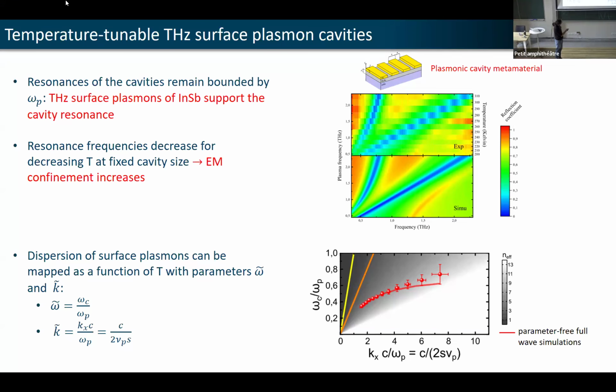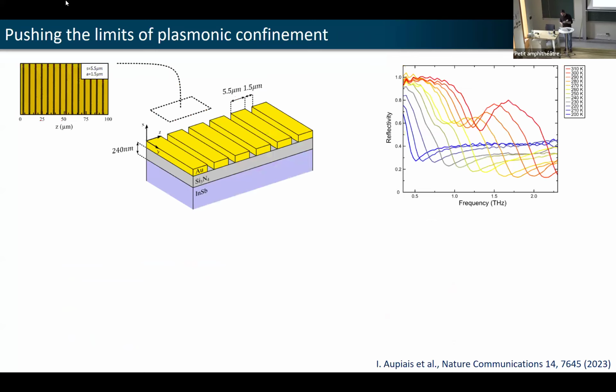So these experiments are compared with parameter-free full wave simulation in a so-called local model that I will explain in a minute. And this works very well, up to a point where we start to see a slight departure. So we wanted to figure out what's going on in the deep plasmonic regime. So this is the light line. Here the modes are really confined in the deep plasmonic regime. I want to go further to see what this deviation means.